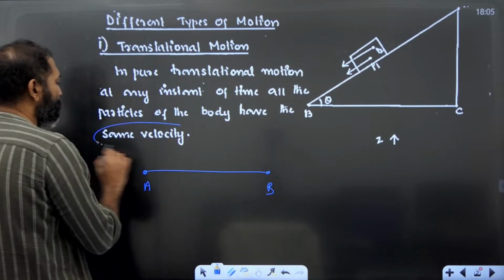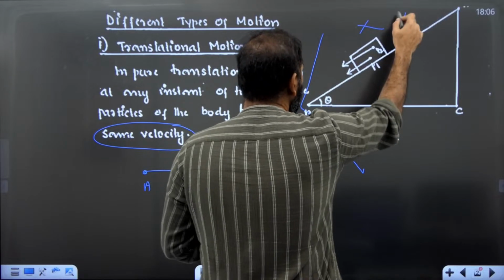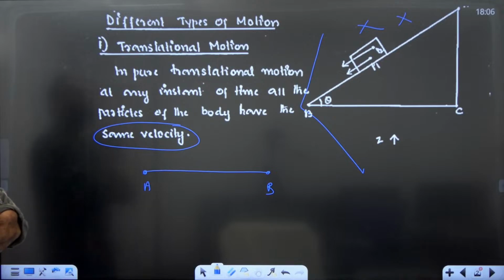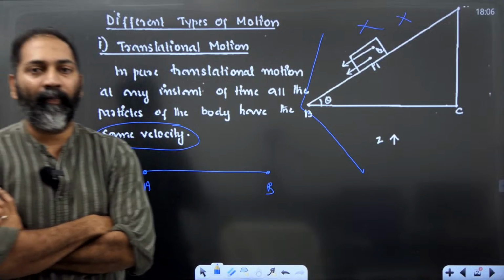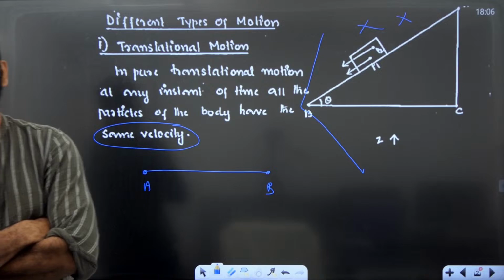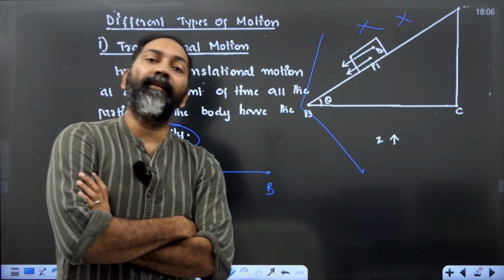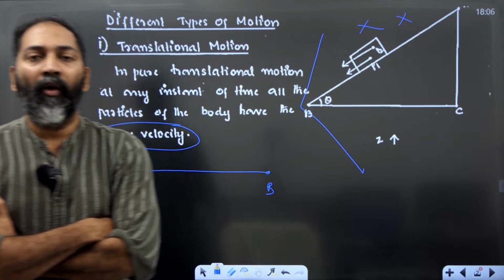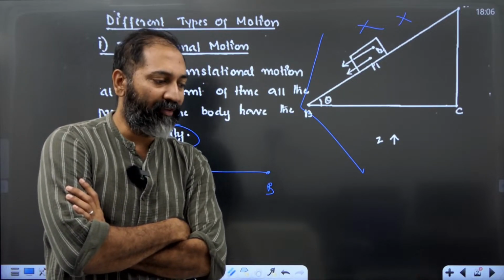That is the concept. If a body is in translation, this figure doesn't belong here. In pure translatory motion, at an instant of time, all the particles of the body have the same velocity. Suppose I am going by car, and the speed of the car is 30 km per hour. Then the person sitting inside the car is moving at 30 km per hour, the tires of the car are moving at 30 km per hour, and the headlight of the car is also moving at 30 km per hour. All the particles of the body have the same velocity in pure translatory motion.